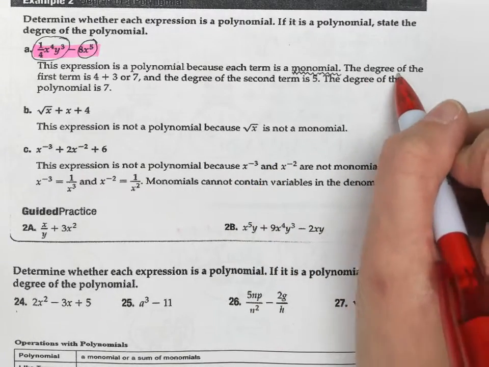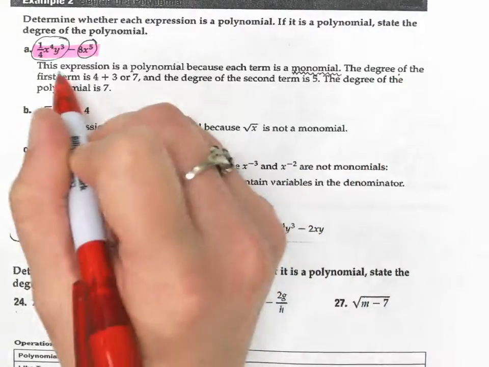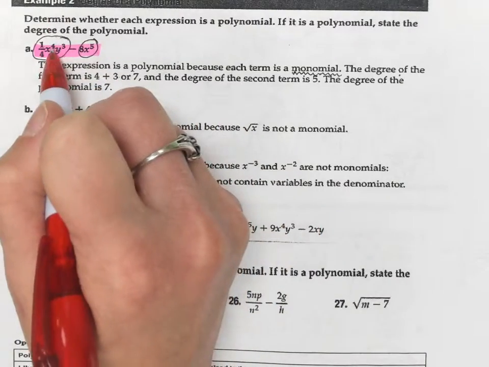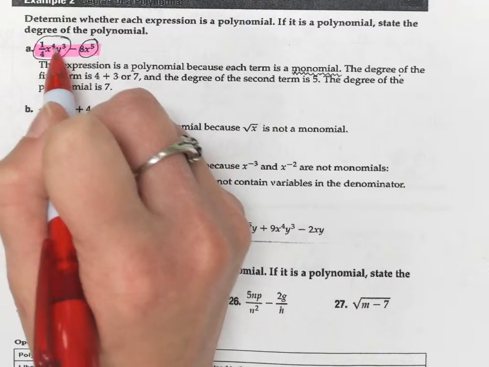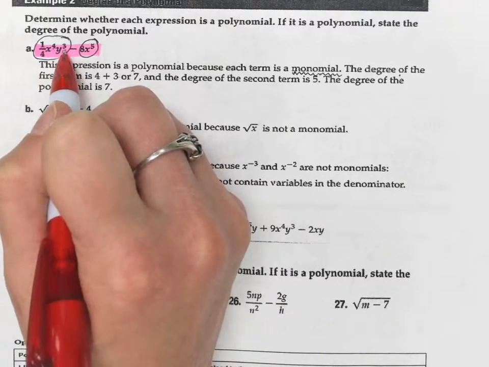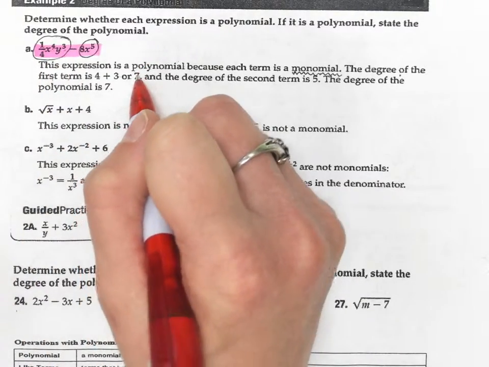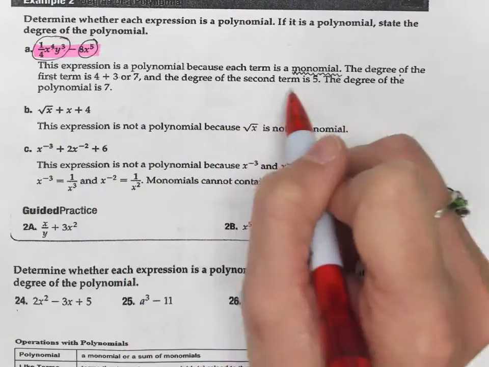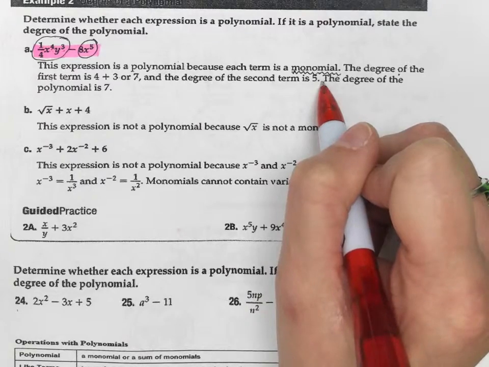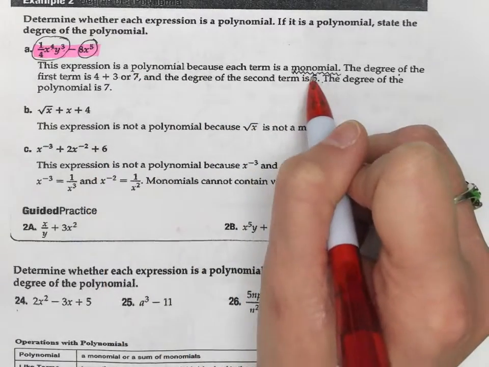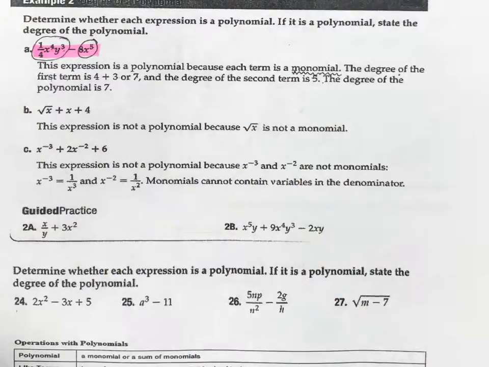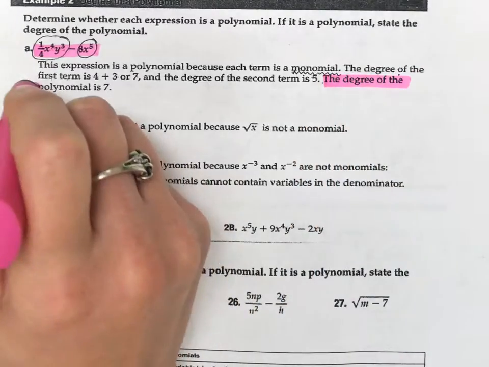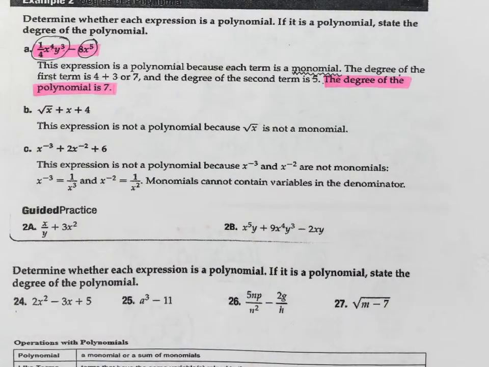So the degree. So how do I find the degree? The degree of the first term is 4 plus 3. Where did I get the 4 plus 3? Remember I told you it was the exponents. 4 plus 3 is 7. The degree of this second term is 5. So which one's bigger, the 7 or the 5? So we say that the degree, I'll highlight this so you can see it, the degree of the whole thing is 7.